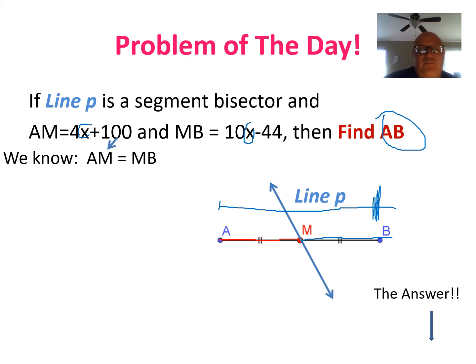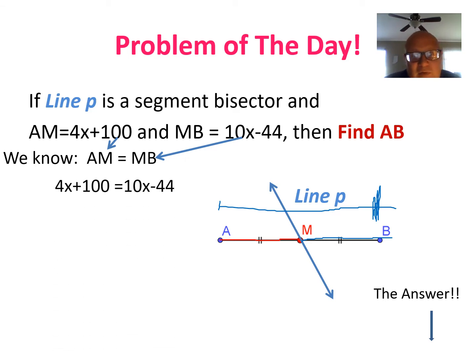So let's do it. So let's get my eraser up so I'm not all the way on that craziness there. All right. So that's 4x plus 100. We substitute. Sorry, can't talk, but you can see what I did. We substitute 4x plus 100 in for the measure of AM, and then 10x minus 44 for the length or measure of MB. And then we solve for X.